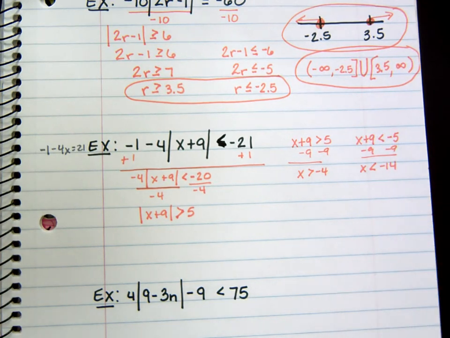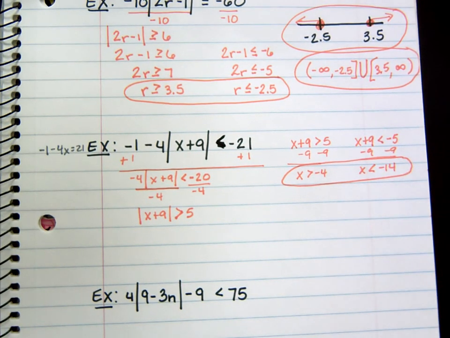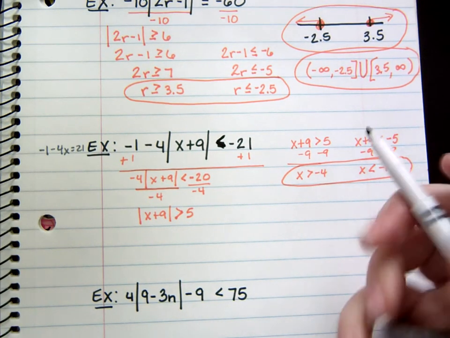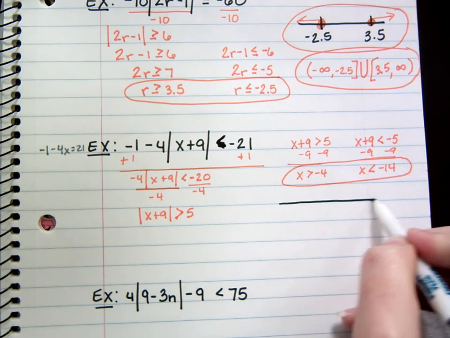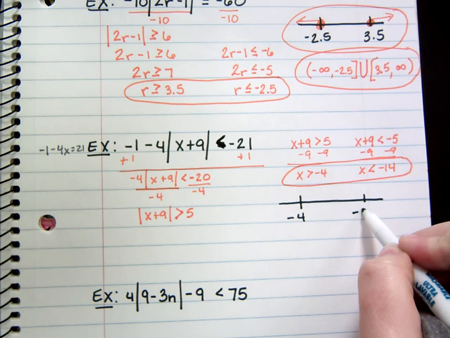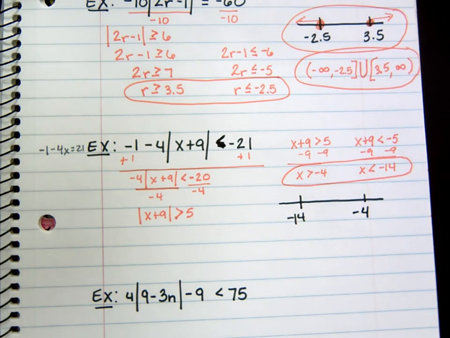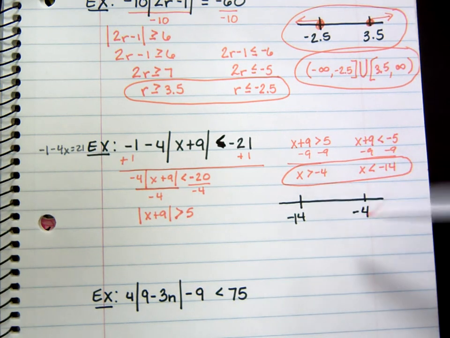So these are my solutions expressed as inequalities. Let's graph it on a number line. And again, that would be 14, that would be 4. There we go. I'm just doing a very shorthand number line. I'm not going to put everything in between them.